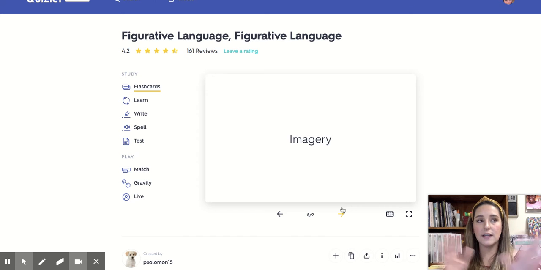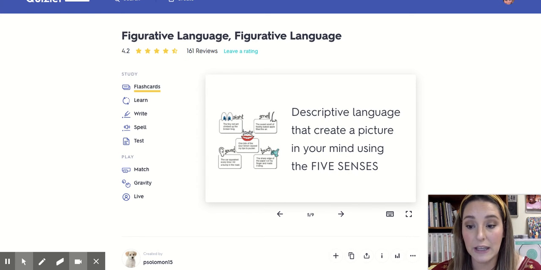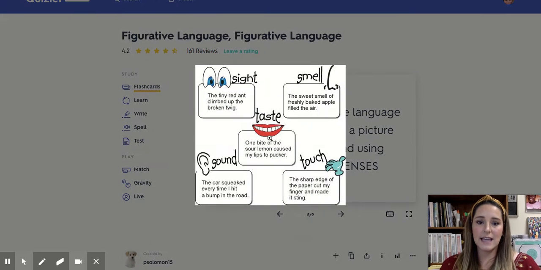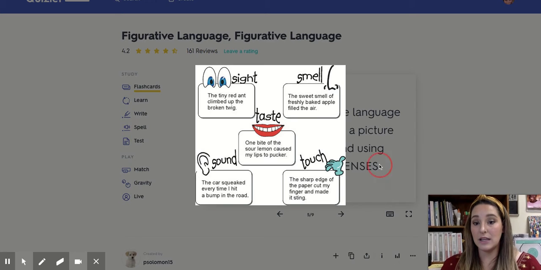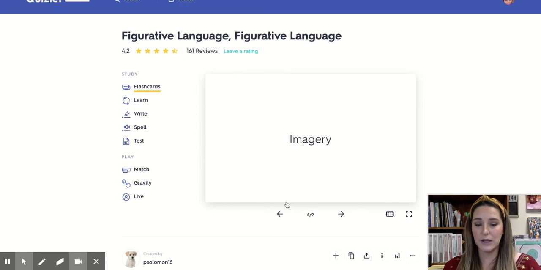Imagery. Almost every single figure of speech or thing that you read in fiction is going to have imagery. So imagery is the last one I want us to look at whenever we're trying to identify what something is in the story. But it's descriptive text that creates a picture in your mind with your 5 senses. Sight, smell, taste, sound, touch, image creates an image in your mind. That's why I like the word imagery, because it creates an image in your mind of what's going on in the story.